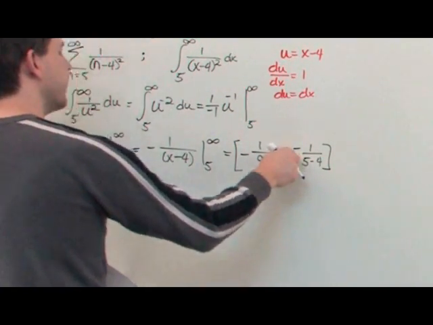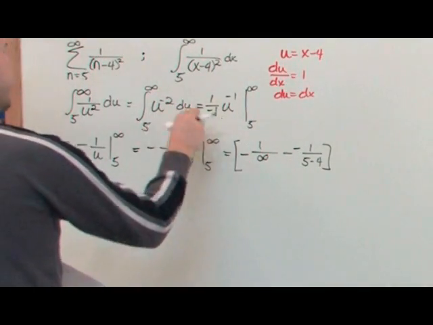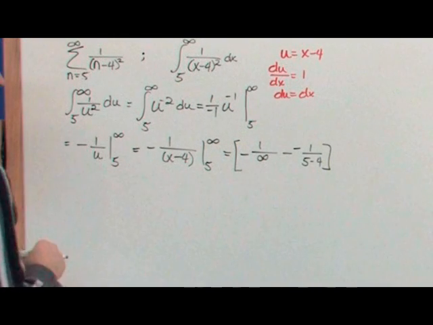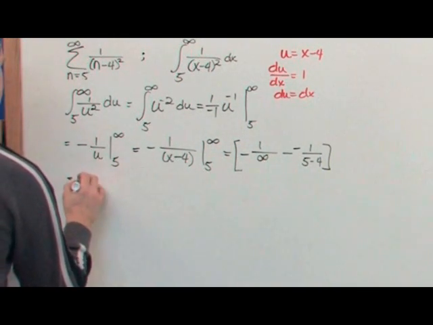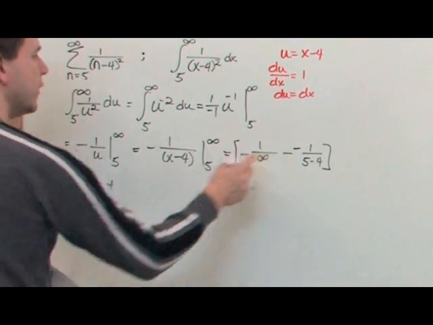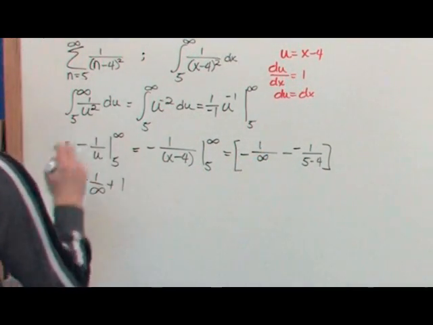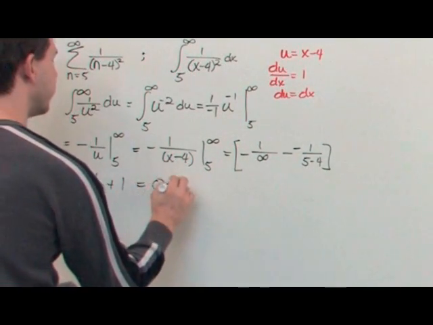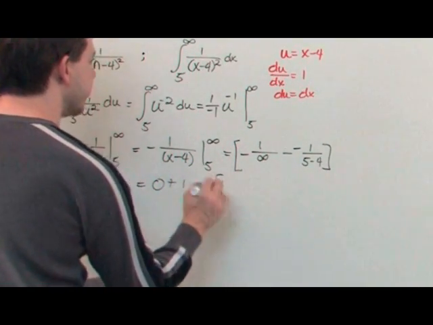This becomes, from the fundamental theorem of calculus, the upper limit minus the lower limit, and this negative is just because the thing we're evaluating is negative. So what I'm going to have is negative 1 over infinity plus 1 over 1, which is 1. Okay, so this is going to be 0 plus 1, which is 1. So the integral converges to 1.